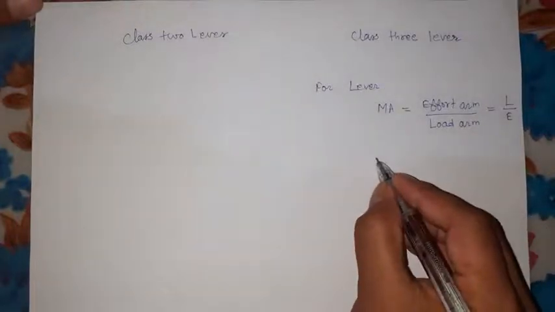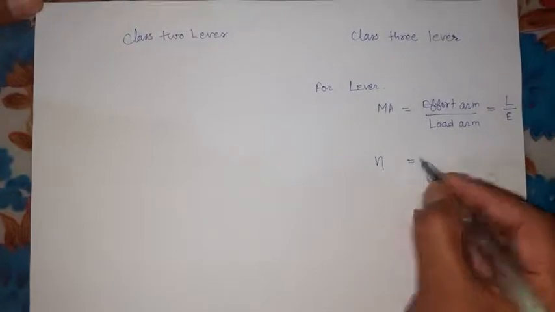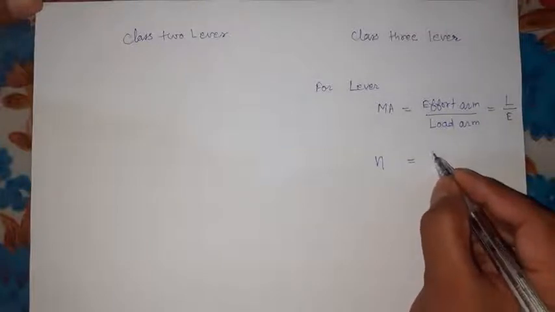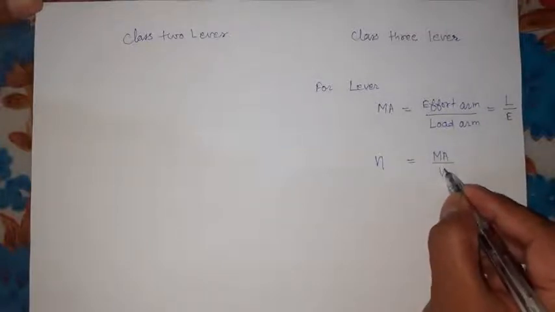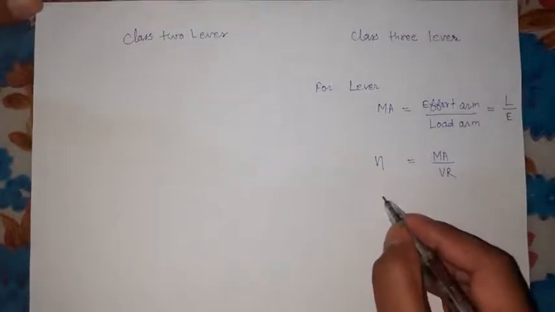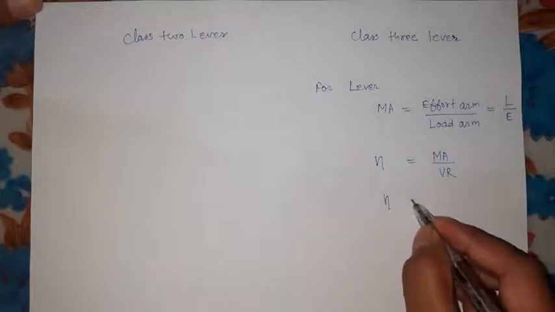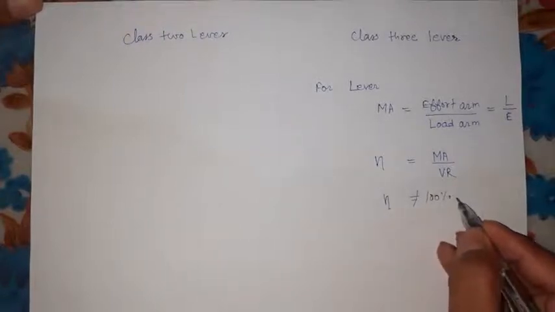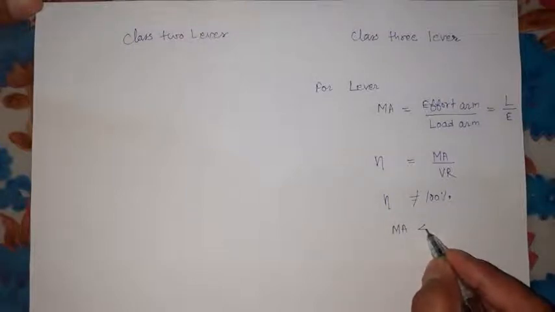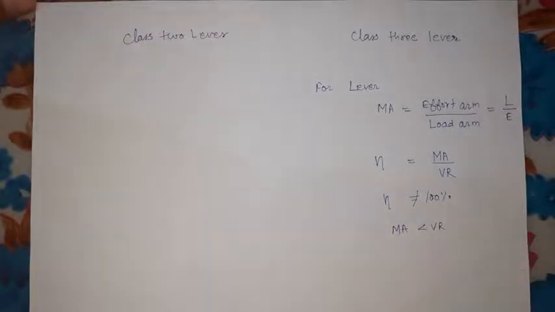And students, how do we write the efficiency of a machine? Efficiency in relation with mechanical advantage and velocity ratio is mechanical advantage upon velocity ratio. Here we know that this efficiency cannot be 100%. It means the mechanical advantage will be less than the velocity ratio. That's why this efficiency will not be 100%.